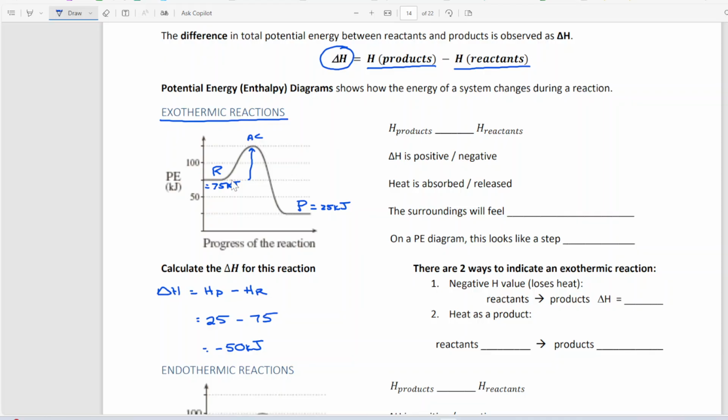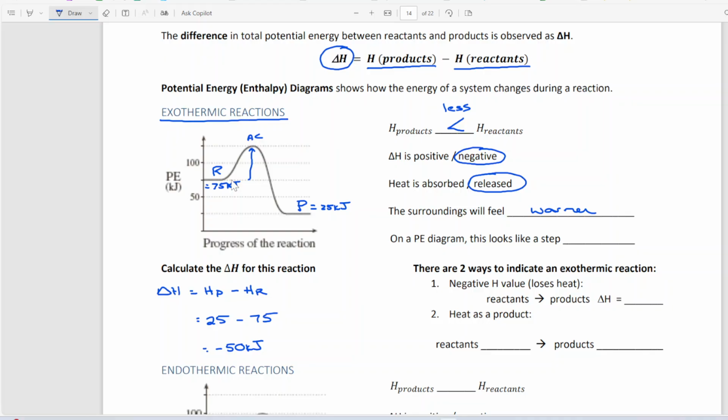Now, what does this mean? Well, it means that if you looked at your graph, the heat content of your products is less than the heat content of your reactants. Now, if you don't like less than or greater than signs, just write the word less. So the heat content of your products is less than the heat content of your reactants. So your change in enthalpy came out as negative, which means that heat did what? Well, you had 75 kilojoules, you ended up with 25. What happened to the other 50? Well, they were released into your surroundings. So the surroundings will feel warmer.